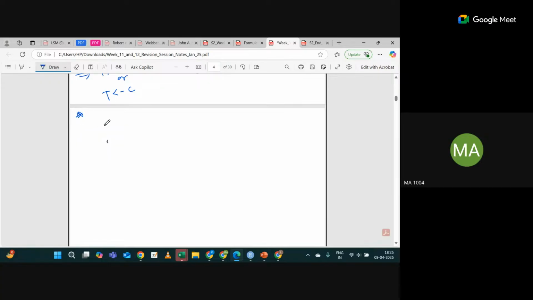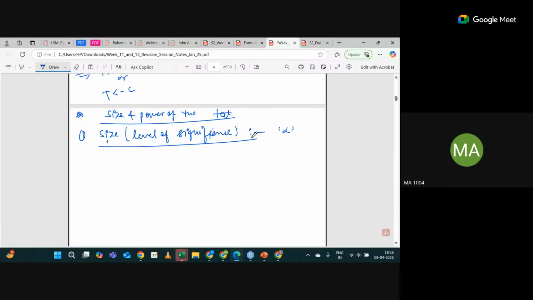Let me write something called size and power of the test. This is the standard term. So what is the size actually? Size is nothing but the level of significance, and we denote this level of significance as alpha. So what is this alpha actually? Alpha is the probability of making type 1 error.